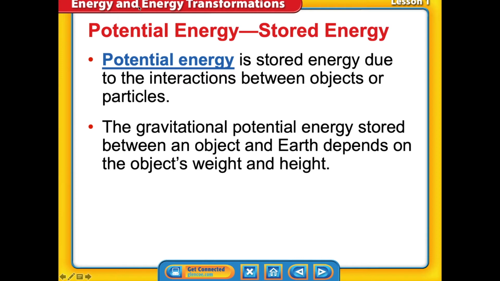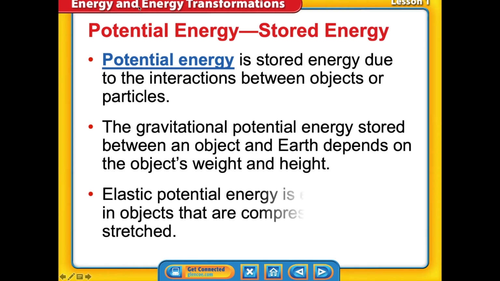Our second form of potential energy then is elastic potential energy. I believe the notes have already written down the word elastic for you. So let's copy the definition. This is energy stored in objects that are compressed or stretched. And again, we could talk about rubber bands, or we can even talk about springs and this kind of energy. It is energy that is compressed or stretched.